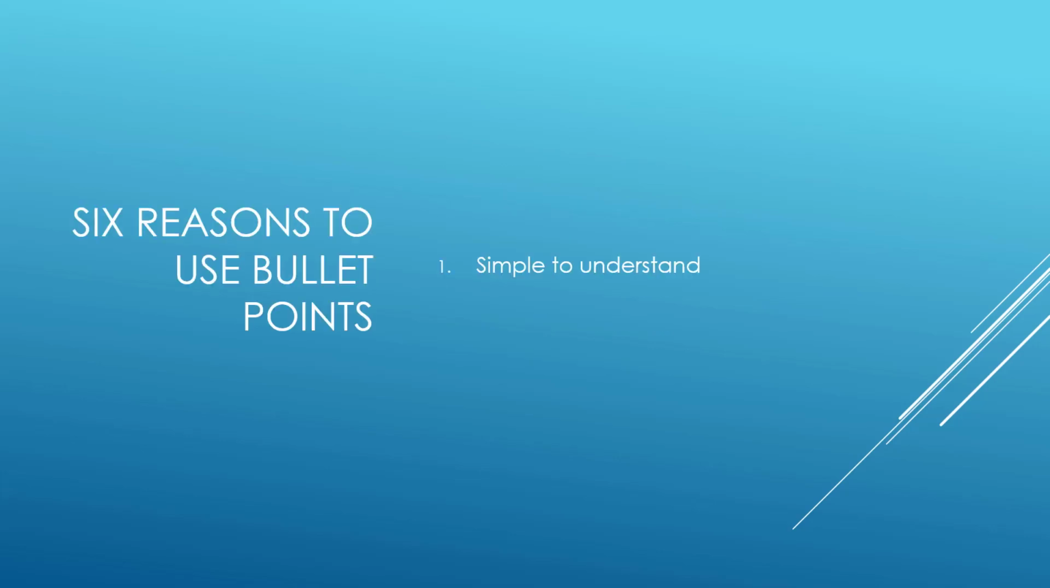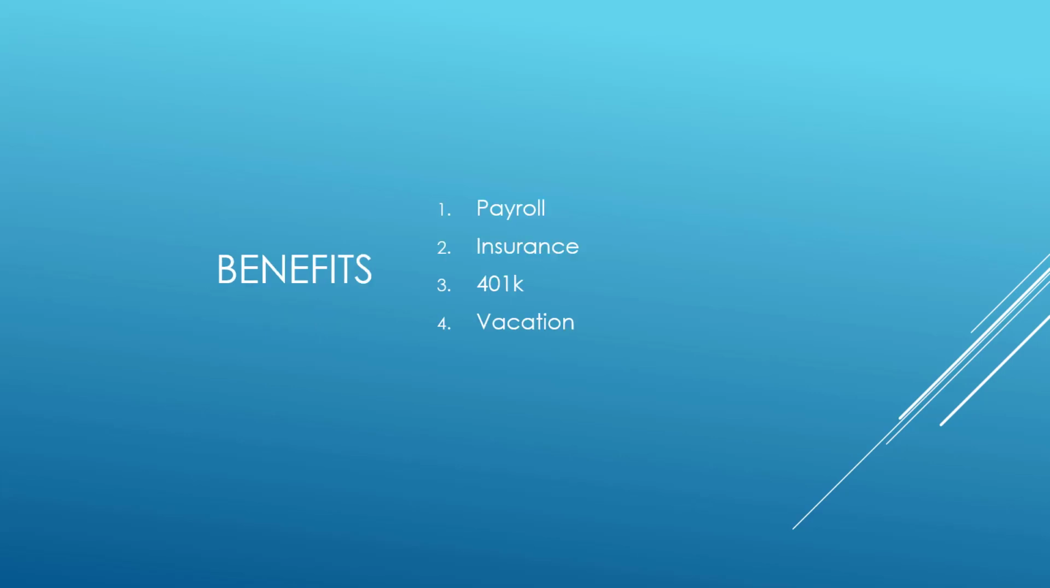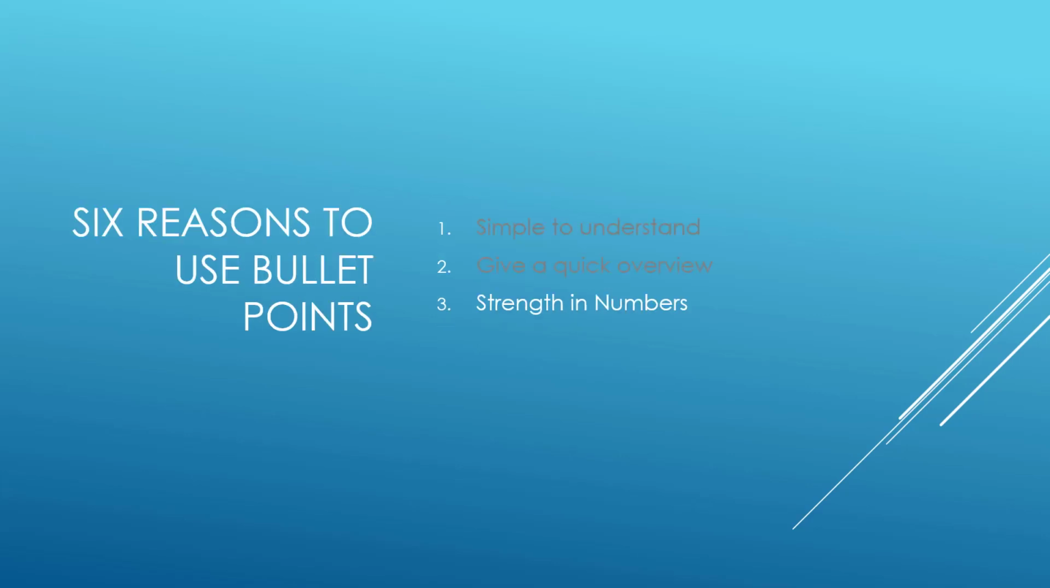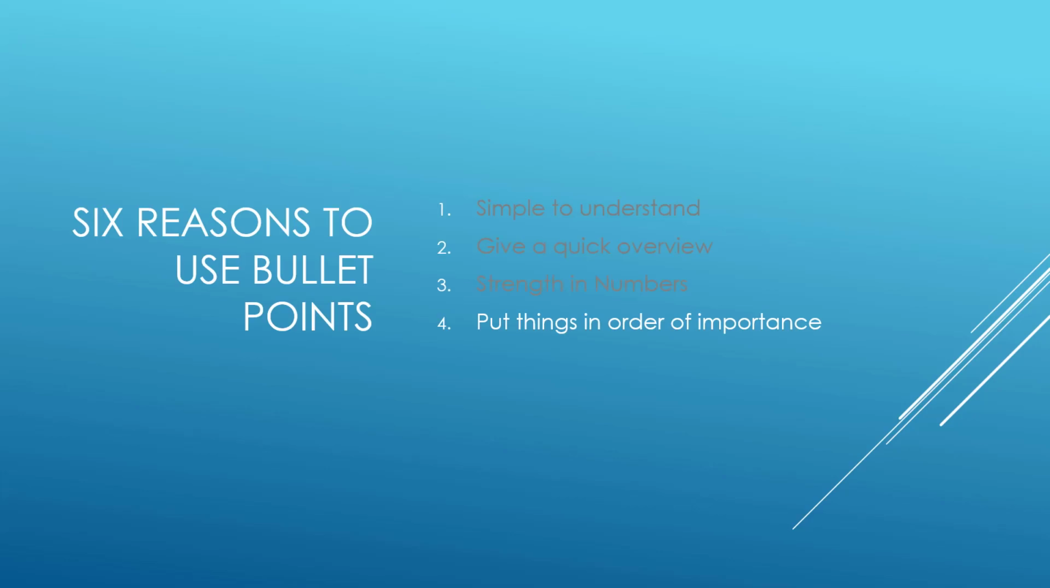Simple to understand. Bullet points can make text-heavy slides easy to read and understand. Give a quick overview. Bullet points on a slide can act as a reference for your audience about what you are going to talk about, giving a sneak peek into what is coming next. They can also act as a summary of whatever has already been discussed. Strength in numbers. Bullet point lists allow the audience to see the amount of supporting points you have for your message.